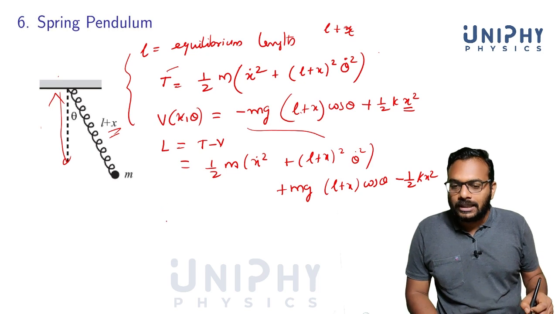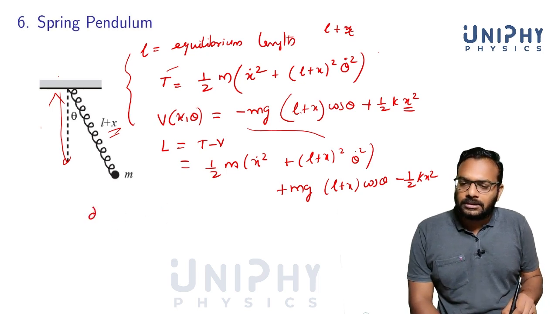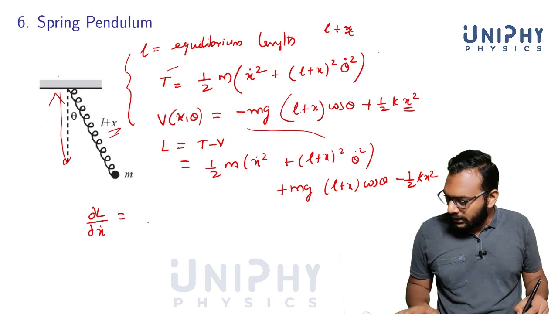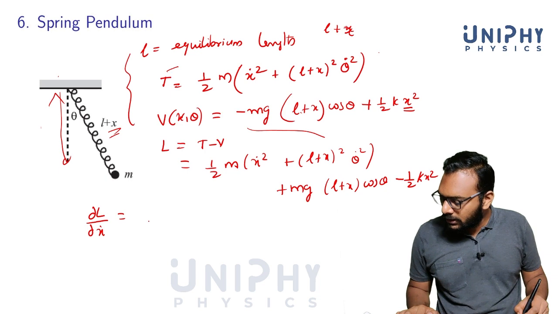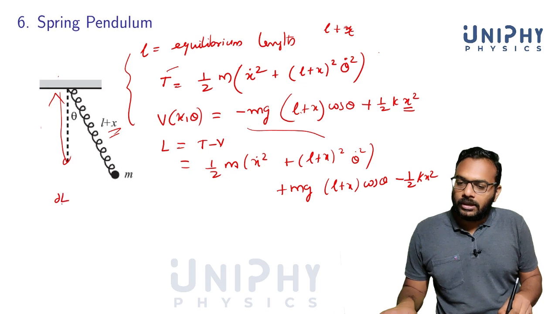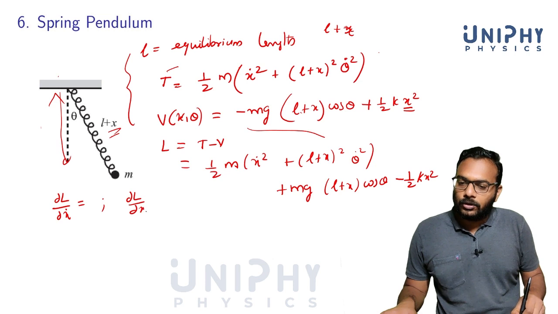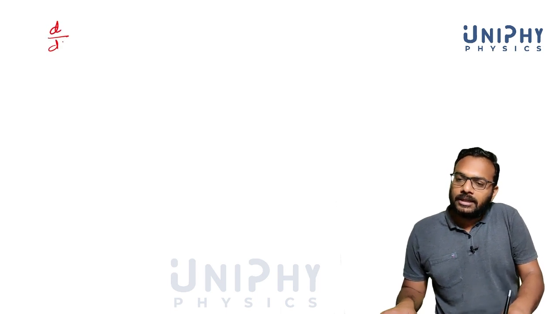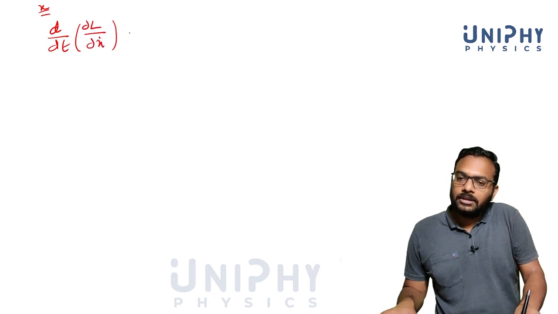So it's quite easy to do. Find dou L by dou x dot. I'll just write down the final equation. You can find dou L by dou x dot, and dou L by dou x, and write down the equation. We have done the calculation explicitly in the previous cases. The equation for x is d by dt of dou L by dou x dot minus dou L by dou x is equal to 0.